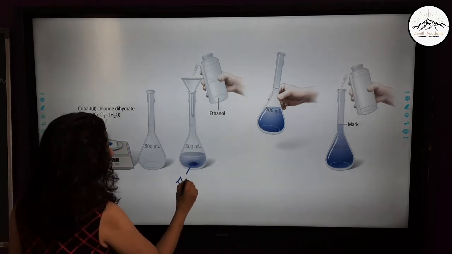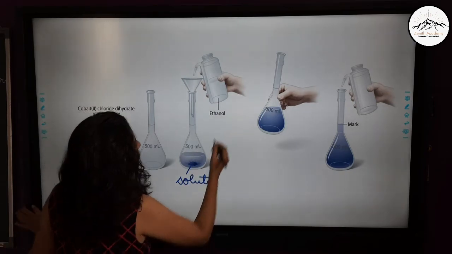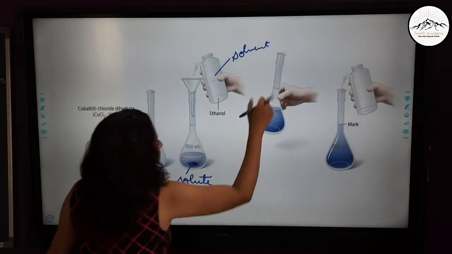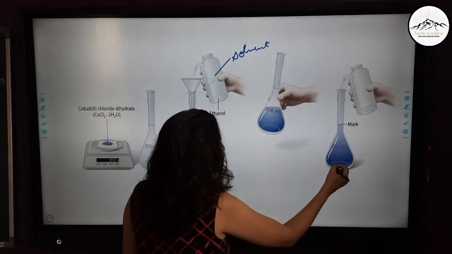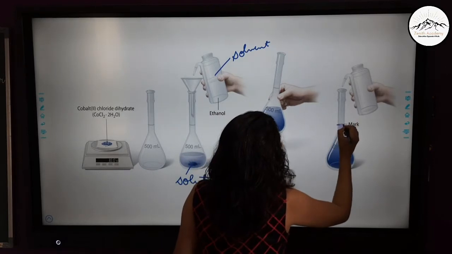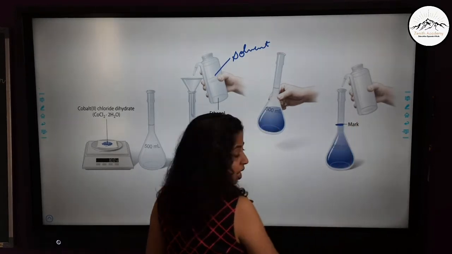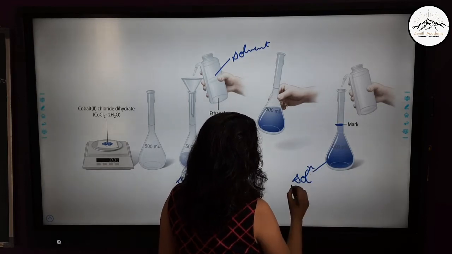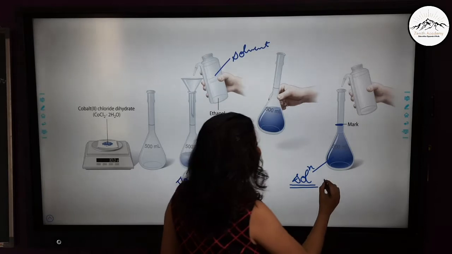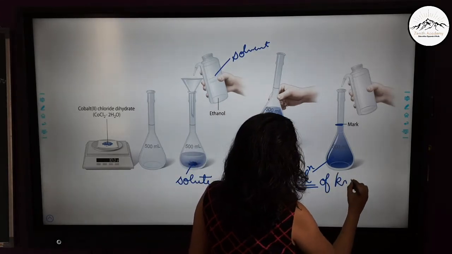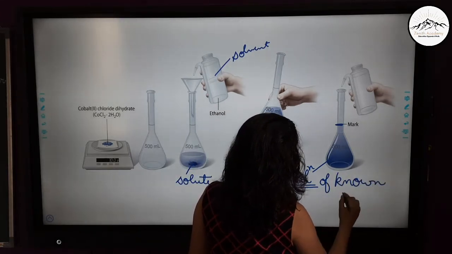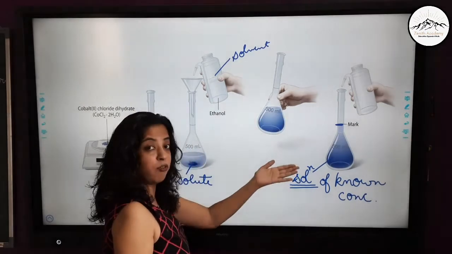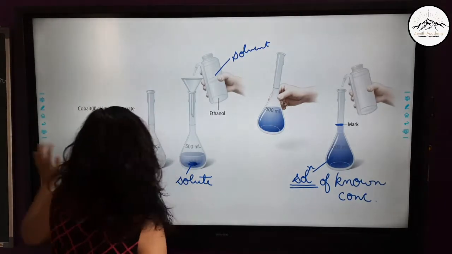So this is the solute and this is the solvent, and we mix it vigorously, and then we add the solvent up to the standard mark to make a solution. Okay. So we have made a solution of known concentration. Now we know the concentration of this, right? So suppose here we have made a solution of base of known concentration.